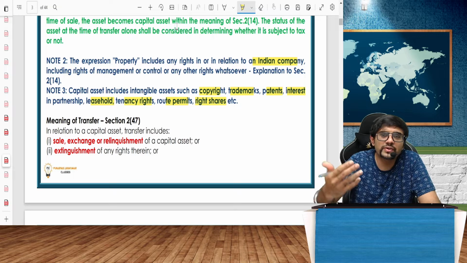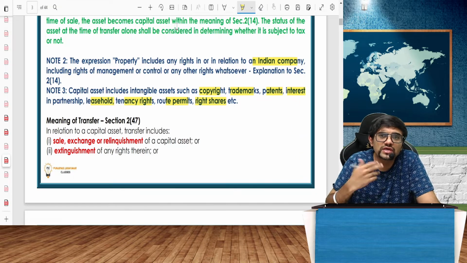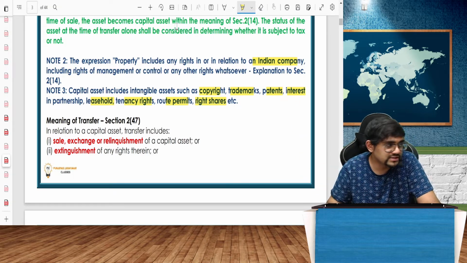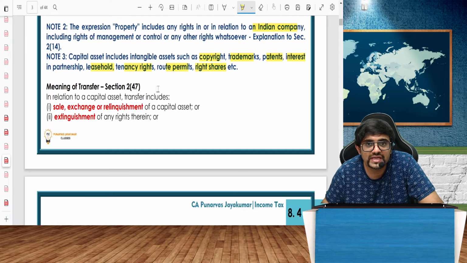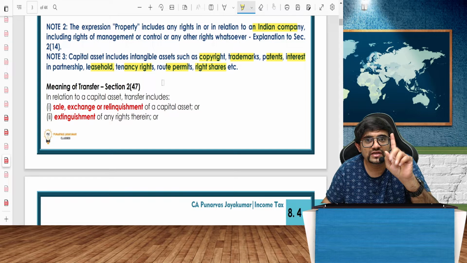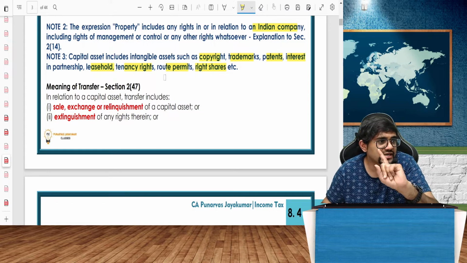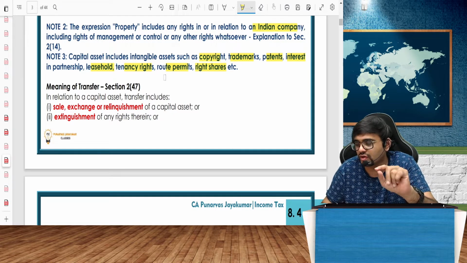I have taken a property on a 99-year lease. Am I the owner? No, but I can use it for 99 years. So all these things will be called capital asset. Now, meaning of transfer. Two things were there. One is capital asset, second one is transfer. Capital asset, clear or not? Yes or no? All of you, come on.